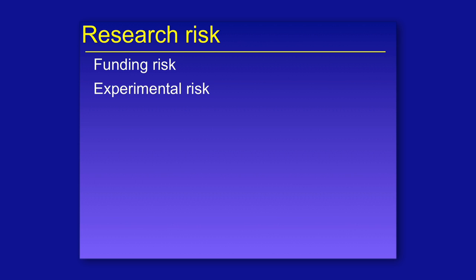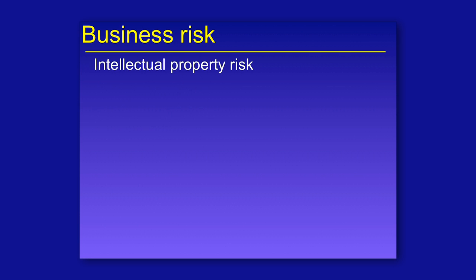There's the experimental risk. You try the experiment and maybe it doesn't work, or maybe it doesn't turn out the way you expect it to. Then there's publication risk. Are you going to be able to get your research published? All of these are risks. On the business side, there's intellectual property risk.